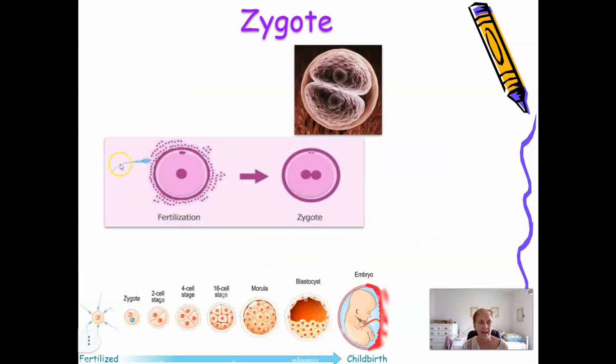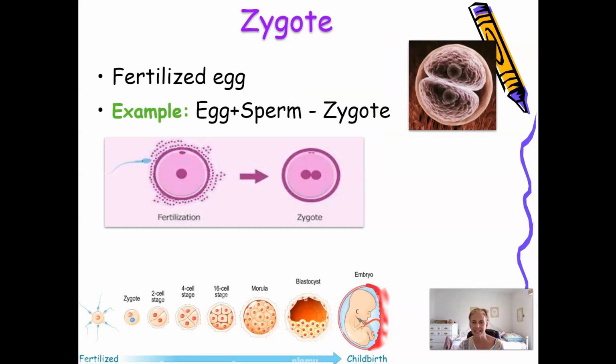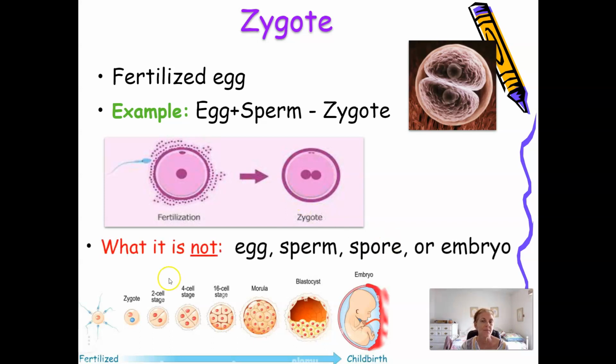When the egg and the sperm come together, they form a zygote. Notice this cell has two nuclei. So a fusion of the two cells, you can refer to this as the fertilized egg. This is the egg and the sperm combining together to form the zygote. Not to be confused with the egg itself, the sperm itself, a spore from a fungus, for example, or the embryo. Notice there are several stages along the development of a fetus, and only that very first stage, the egg plus the sperm, the fertilized egg, is the zygote.